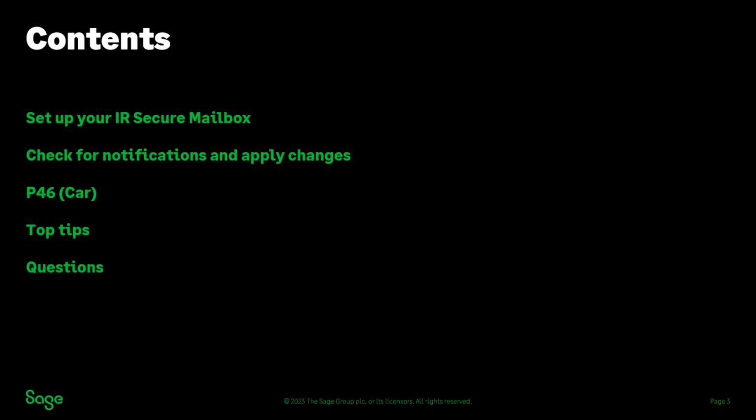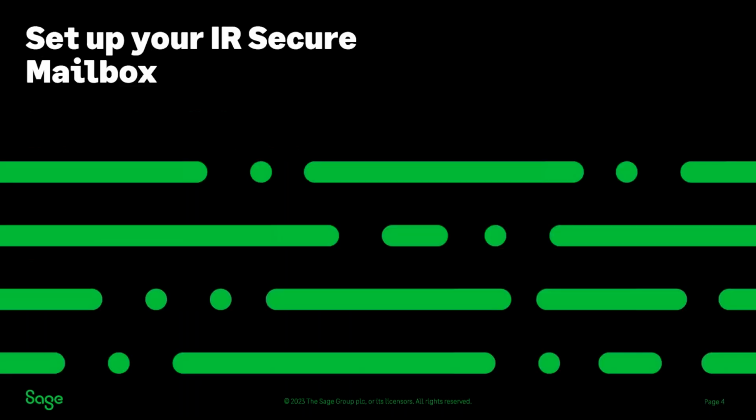Let's now take a look at what we're going to cover in the webinar. We're going to start with a demonstration on how to set up the IR Secure Mailbox in Sage 50 Payroll. We're then going to demo how to check for notifications and how to directly apply changes to the relevant employees. And then we're going to look at the other side of the secure mailbox, and that is the option to send P46 car forms directly to HMRC. I'm going to finish with my 4 top tips all around the secure mailbox, and we will stick around as promised at the end to make sure that we've answered any of your questions. And we will get on with our first section on setting up the IR Secure Mailbox.